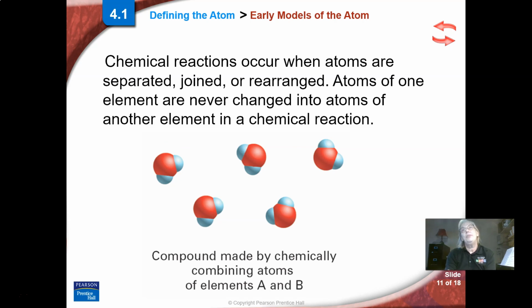And when we have a chemical reaction, atoms are either joined up with another element, or separated if they're already in a combination, or rearranged. So that's what a chemical reaction is. We're putting atoms together, or we're separating two atoms apart, or rearranging things.